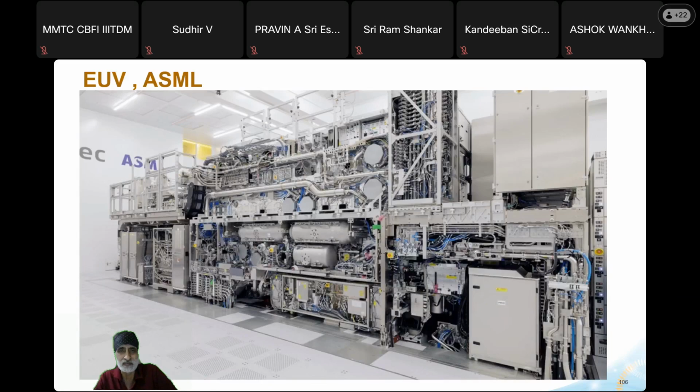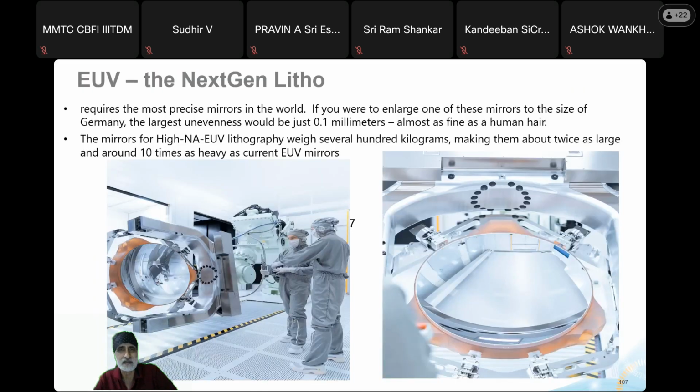So, this is one part of that machine. These things are quite complicated. And as you can see, these are some of the mirrors which are being used in that machine.